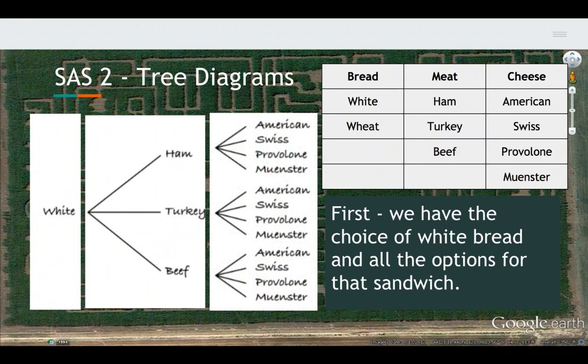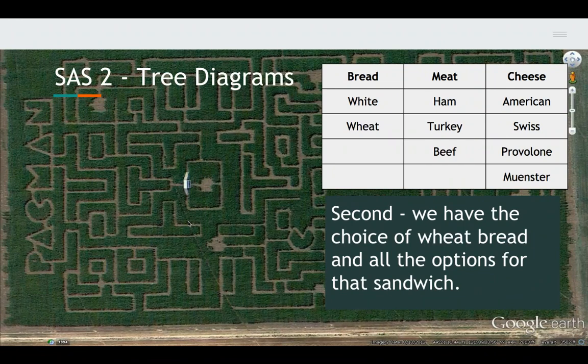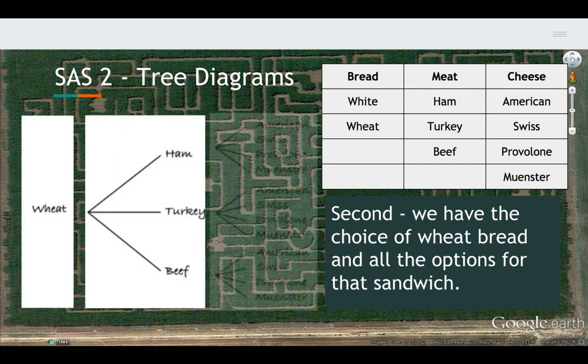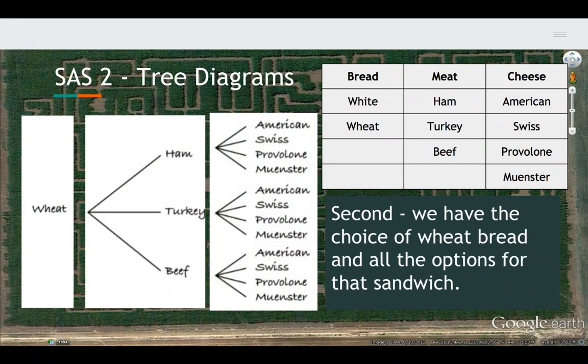Notice that it's broken up. Each one has its own tree. Ham has all 4, turkey has all 4, and beef has all 4. All right, let's move on. How about with the wheat side? Same thing. It's exactly the same way. Cheese is separated into 4 different groups.